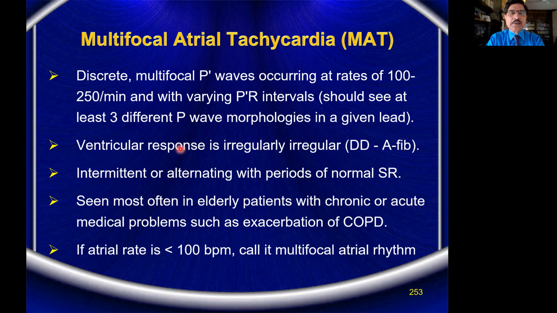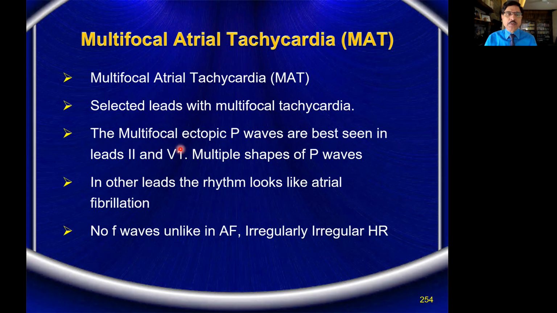The second important thing is that in atrial fibrillation, usually if it is there for days, there is no alternating sinus rhythm. Here there will be intermittent or alternating periods of sinus rhythm. And if the atrial rate is less than 100, then all of them will be conducted because the rate is within the normal range, and that becomes a multifocal atrial rhythm instead of tachycardia. Okay, so much of English. Let us see the ECG.